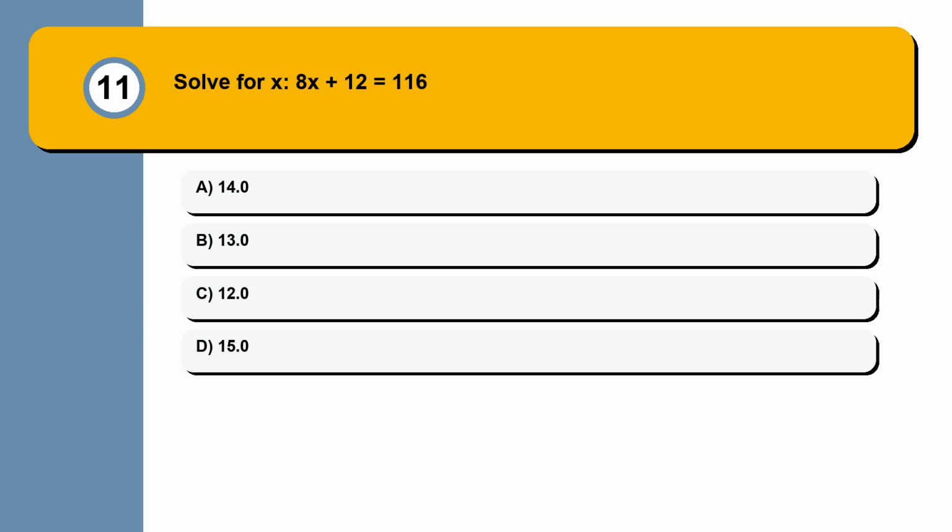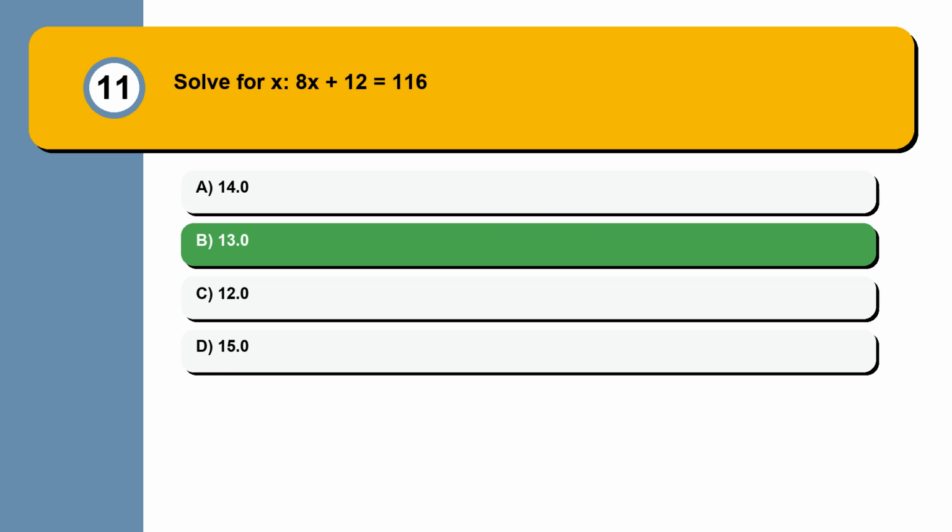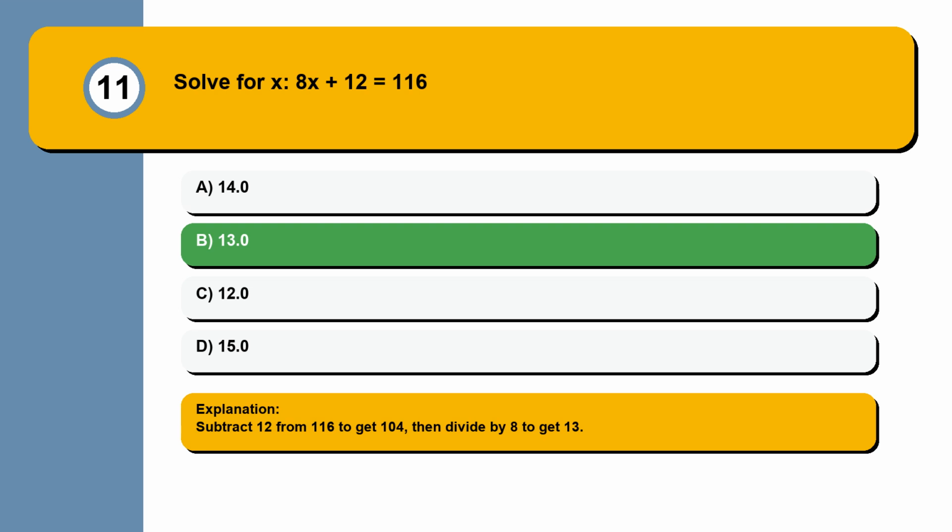Question 11. Solve for x. 8x plus 12 equals 116. 14, 13, 12, 15. Subtract 12 from 116 to get 104, then divide by 8 to get 13.